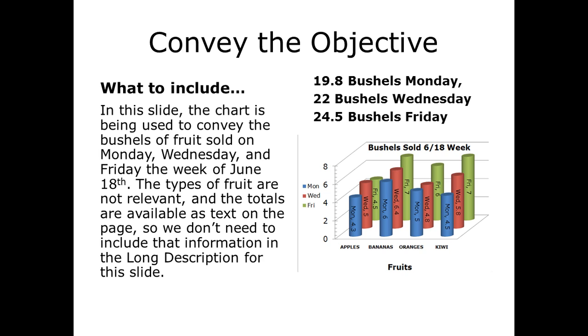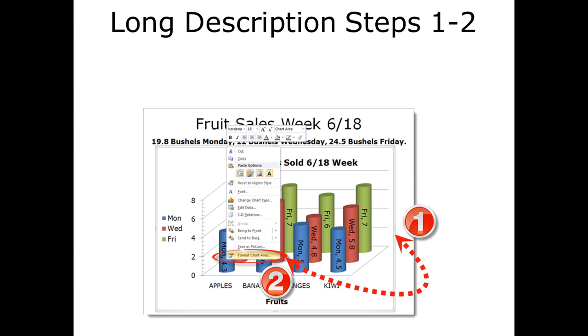Don't even have to define the categories, and I'll talk a little bit about that in the next slide. We're going to add a long description. Steps 1 and 2. To add a long description, the first thing we're going to do is right-click on the exterior border. You want to make sure you get the exterior border, or you'll end up putting alternative text on an individual element or somewhere that you don't want it.